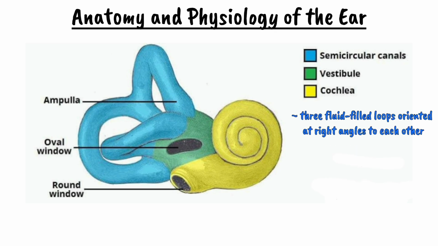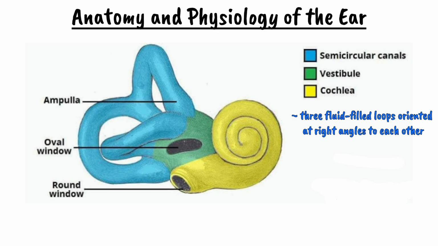So the semicircular canals are actually three fluid-filled loops oriented at right angles to each other, and they detect rotational movements of the head. Each canal has an ampulla which contains hair cells that respond to fluid shifts when the head moves. So these balance signals travel through the vestibular nerve to the brain, allowing the body to maintain equilibrium.